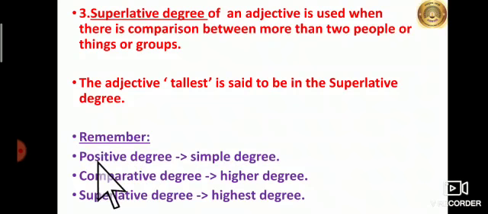Students, you have to remember that positive degree is a simple degree where there is no comparison of any group or any people. There is only one person, thing or group that is mentioned or addressed. The second one, comparative degree, is a higher degree. So two people, two things or two groups are compared with each other to show a higher degree. And the third one is superlative degree, which is the highest degree, which compares two or more groups with each other. That is known as superlative degree, the highest one.